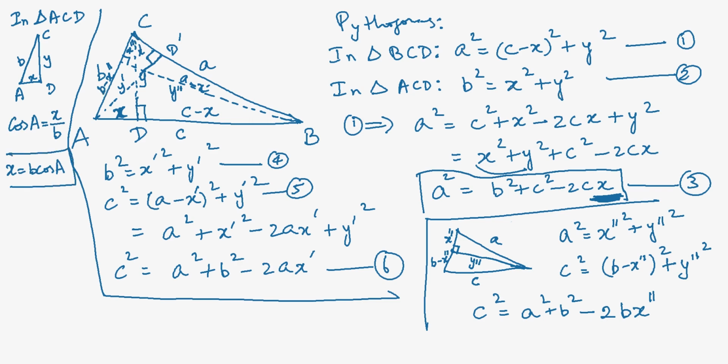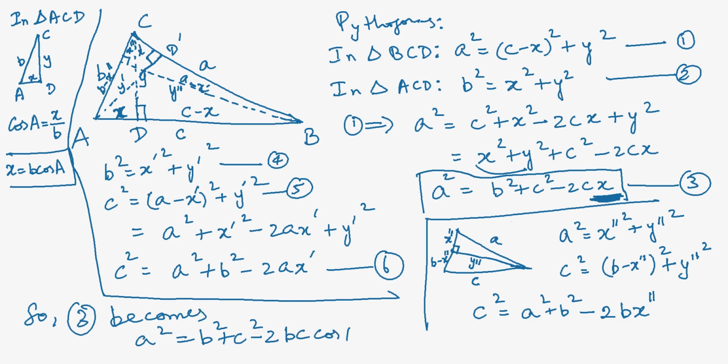So because of that, we can write equation 3 as a squared equals b squared plus c squared minus 2bc cos A. You get that? Yes. It's not very complicated.